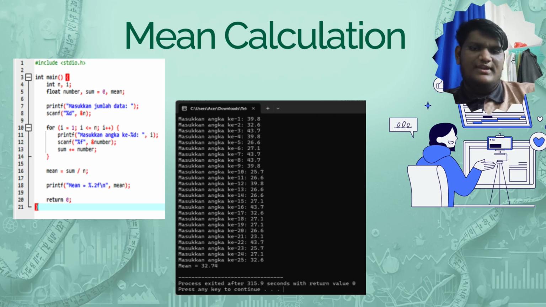Accept all the input numbers one by one, and then sum all the values and divide by the total count. Mean equals the sum of all values divided by the total number of values. Output the final average result.